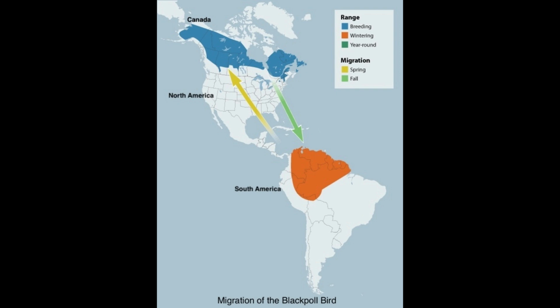According to this picture, birds will fly northwards in the spring from the wintering area to the breeding area, as the yellow arrow shows. And birds will come back in the fall to the wintering area, as the green arrow shows. In conclusion, this picture is very informative.